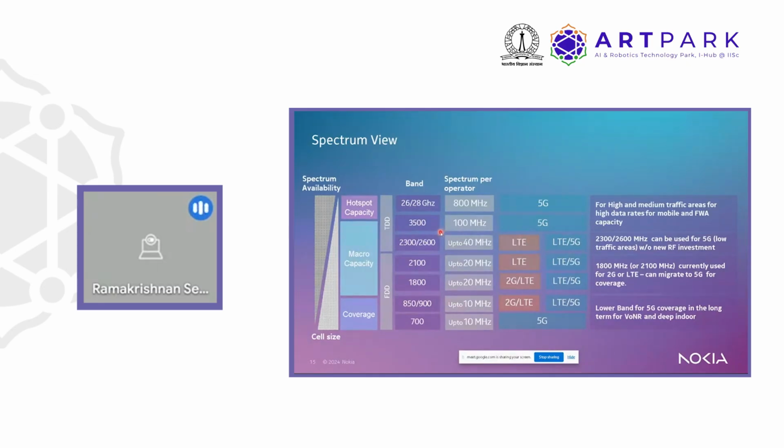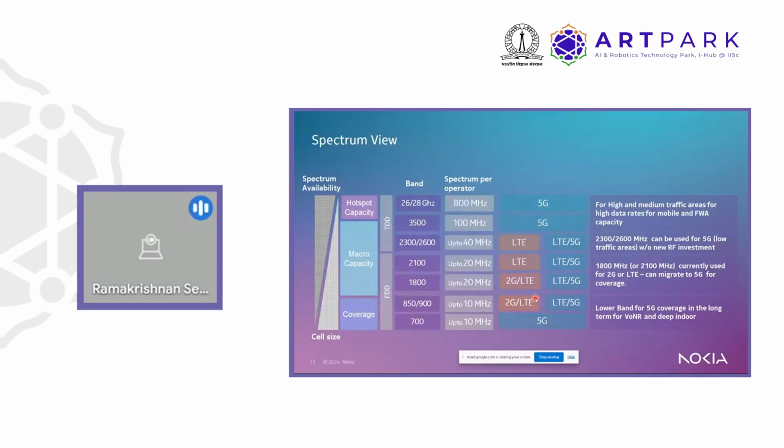Now, recently 3.5 gigahertz and 700 megahertz have been taken, and along with that, millimeter wave spectrum has also been taken. All these are new spectrum bands, and operators feel that they could go in for 5G directly. So if you see the spectrum chart here, 700 megahertz could be a good layer for an operator who wants to have coverage on 5G.